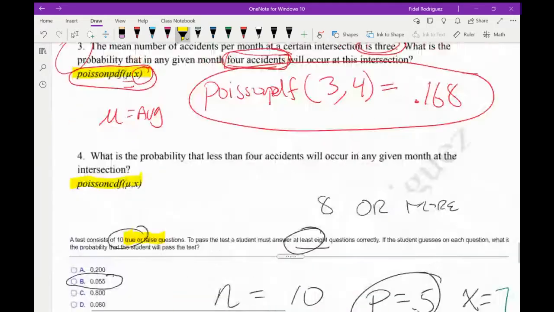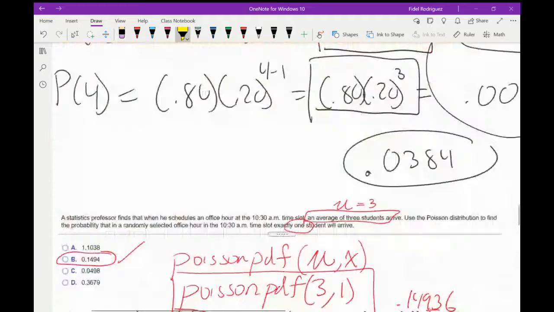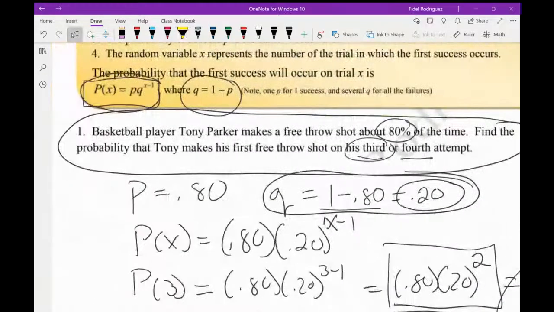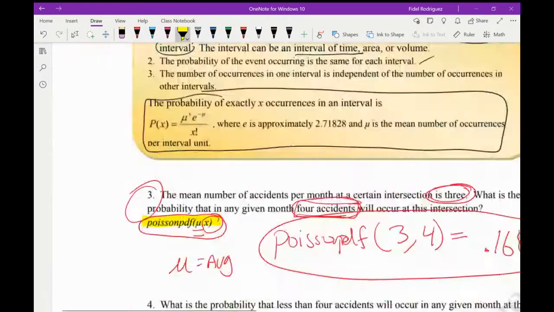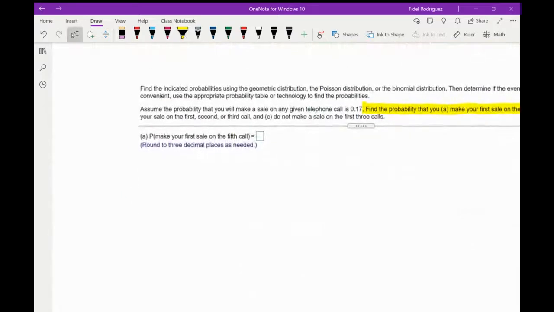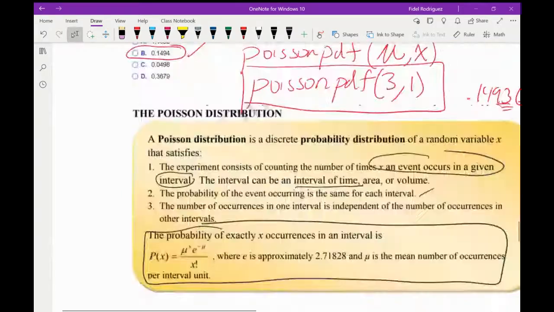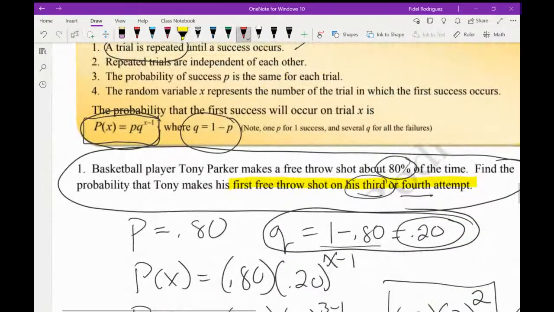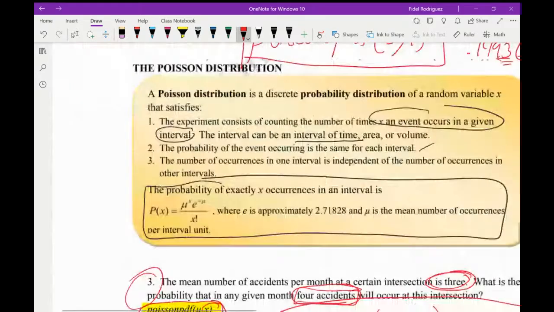Think about the problem that we did a little while ago with Tony Parker. We're going to make our first on the 3rd or 4th attempt. So I'm going to make my first sale on the 5th call. This is going to be that geometric distribution, okay? So I'm going to copy down the formula that I have right here. Okay, I'm just going to write that down for my problem.